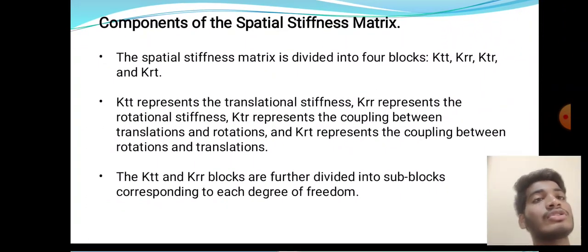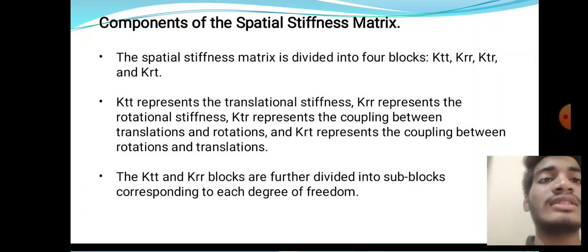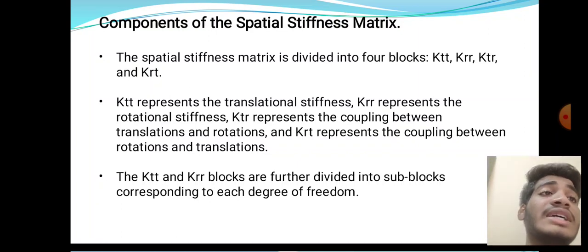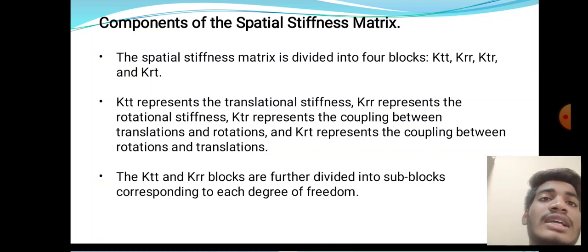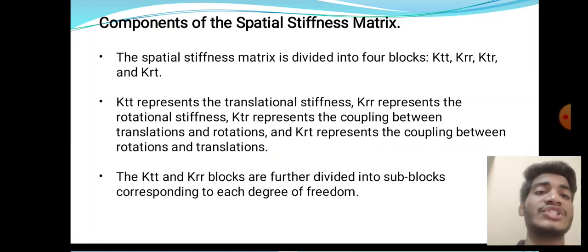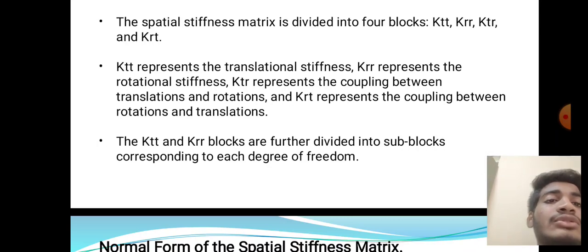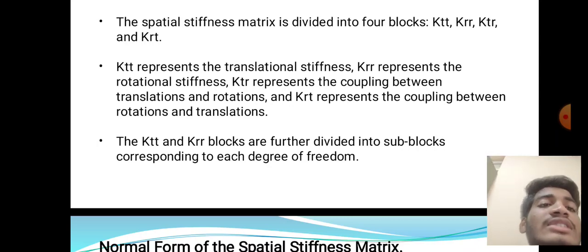This slide talks about the components of the spatial stiffness matrix. The spatial stiffness matrix is divided into four blocks: KTT, KRR, KTR, and KRT. KTT represents the translation stiffness, while KRR represents the rotational stiffness, KTR represents the coupling between the translations and rotations, and KRT represents the coupling between the rotations and translations. The KTT and KRR blocks are further divided into sub-blocks corresponding to each degree of freedom.